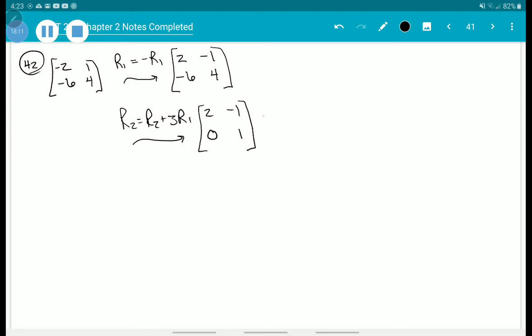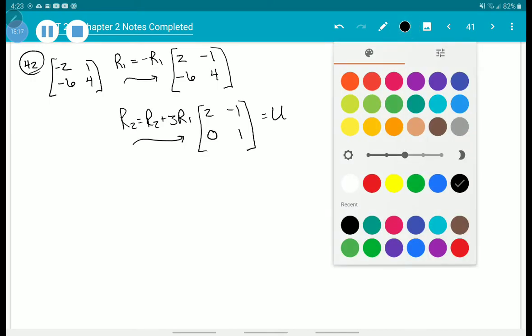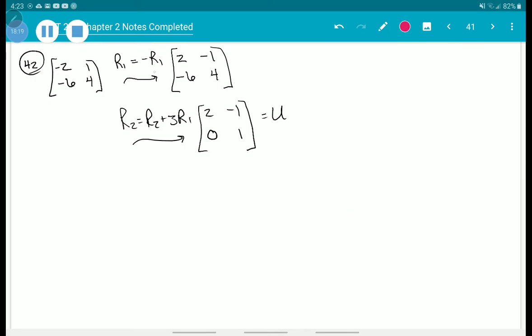So this is an upper triangular matrix. I'm going to call that U. Now, it took me 2 row operations to get here. So my E1 is going to come from that first row operation, and my E2 is going to come from that second one.